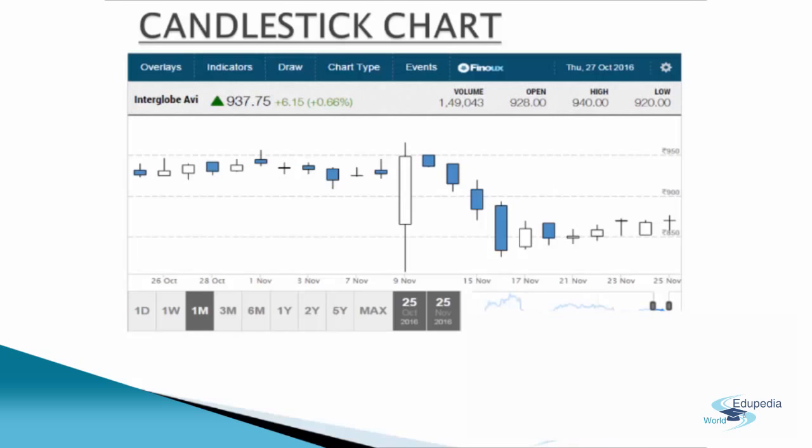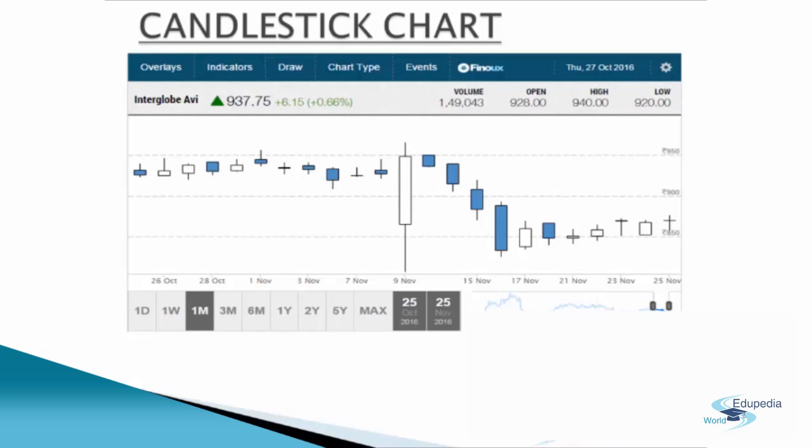If you can see, on 9th November it's a white body, whereas on 15th November it's a blue body. On 9th November, the open price was around 875, whereas it closed around 950. So that's how it shows. However, on the next day, it fell from its opening price. So that was about the color coding.